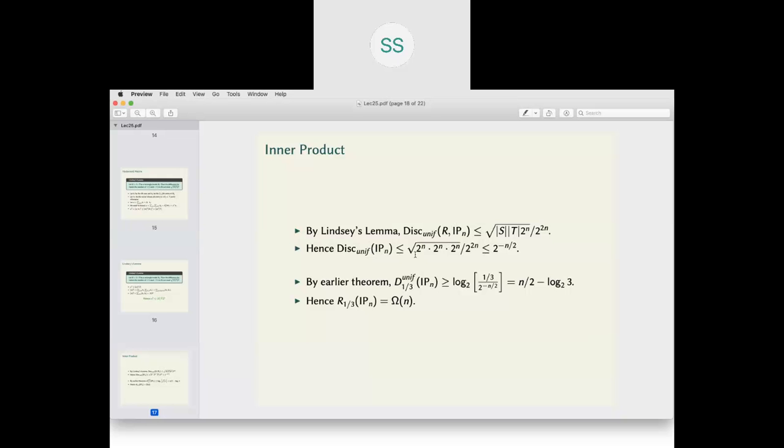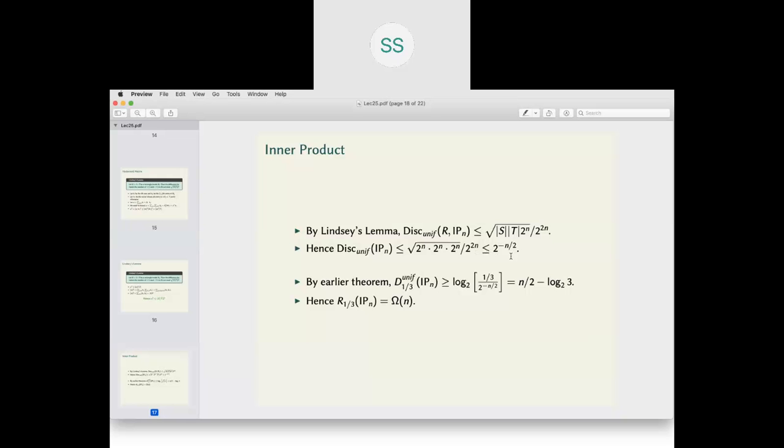So we have square root of 2 power 3n in the numerator and 2 power 2 in the denominator. So what remains is 2 power n by 2 in the denominator, or 2 power minus n by 2. Hence the discrepancy of the inner product matrix, or inner product function, is 2 power minus n by 2. And we had already seen how the discrepancy relates to the distributional complexity.